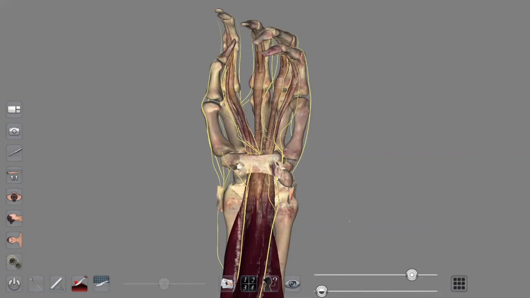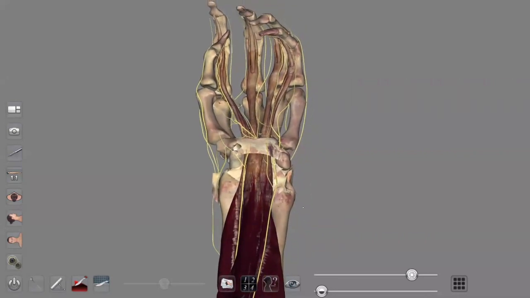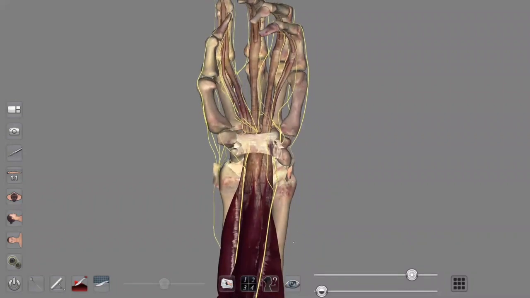This is a soft tissue anatomy review of the wrist and hand with focus on the carpal tunnel and the nerves that distribute to the hand. The three terminal branches of the brachial plexus that supply motor and cutaneous innervation to the hand include the ulnar nerve, the median nerve, and the radial nerve.